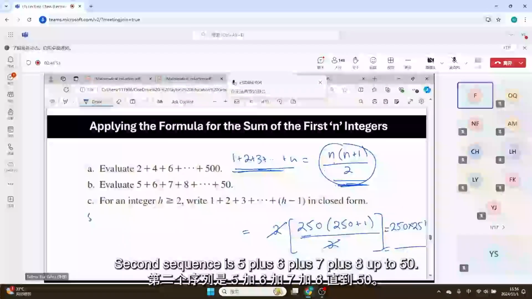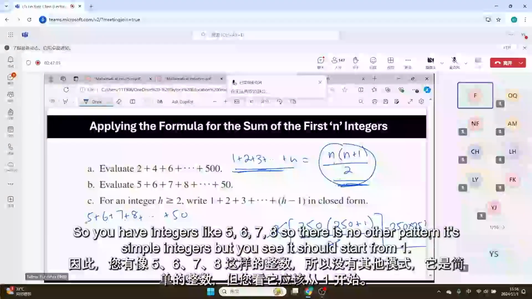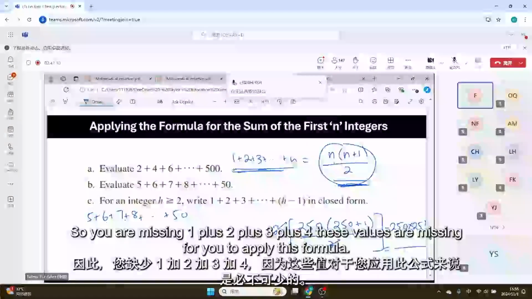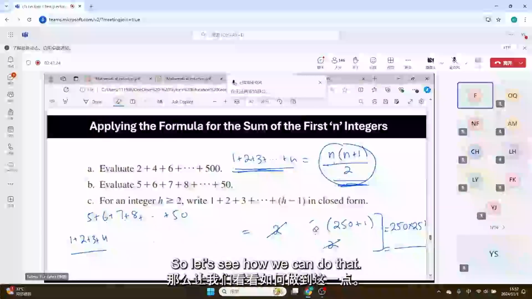Second sequence is 5 plus 6 plus 7 plus 8 up to 50. So you have integers like 5, 6, 7, 8. There is no other pattern. It's simple integers, but you see it should start from 1. So you are missing 1 plus 2 plus 3 plus 4. These values are missing for you to apply this formula. So you need to have these values here first, and after that you can apply the formula for first n integers. So let's see how we can do that.